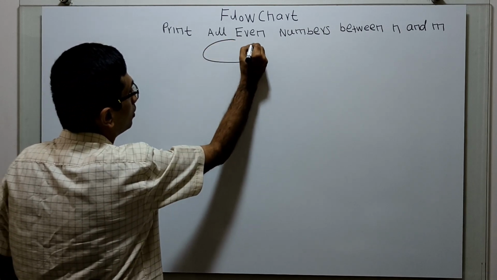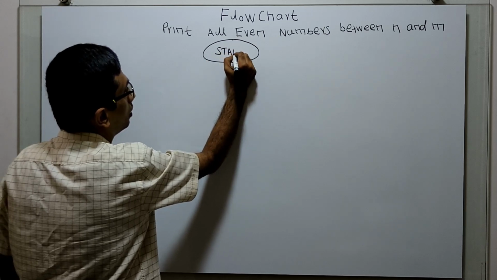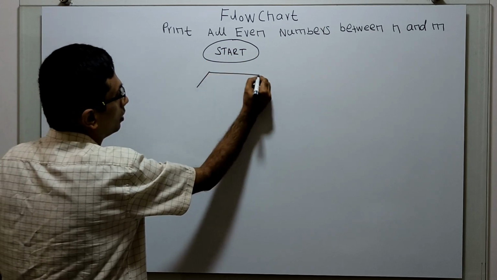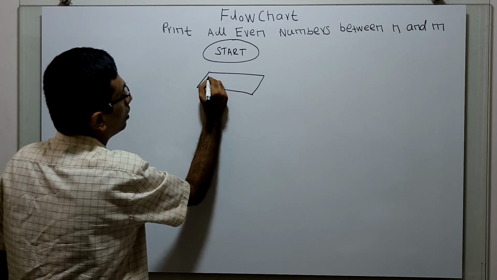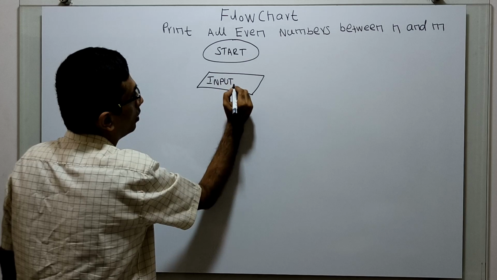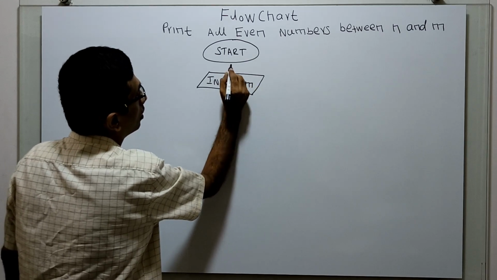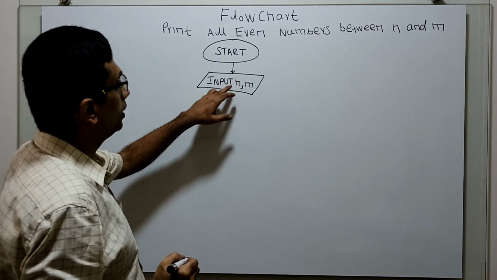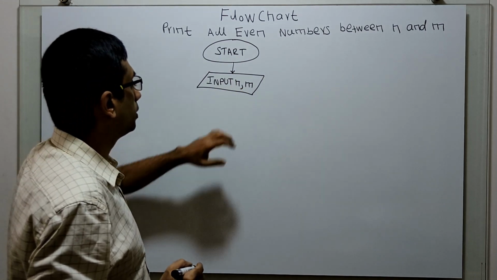This is the logical start of the flowchart. I am obtaining the input from the user: input n, comma m. The two numbers I have to obtain. N is the first number, m is the last number.